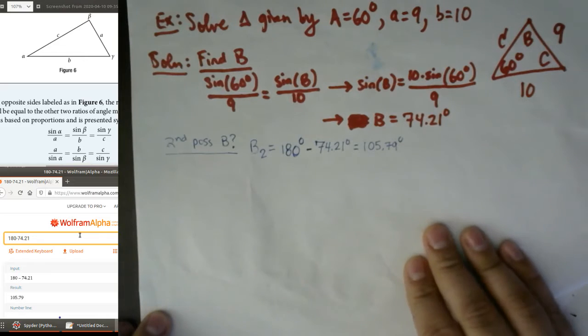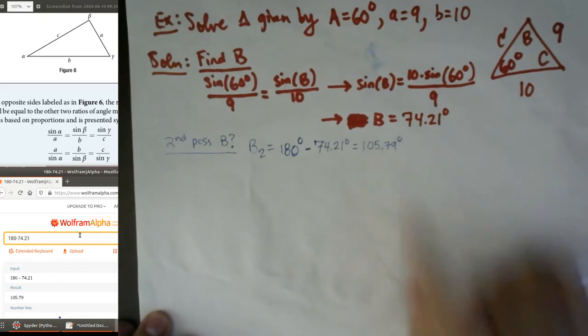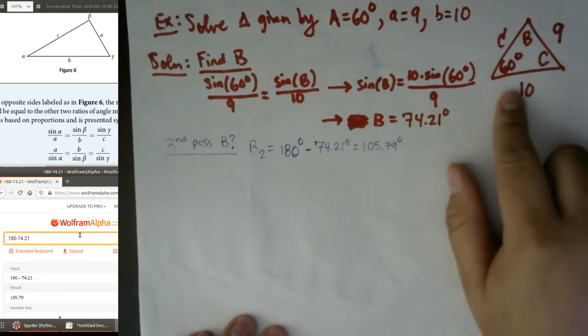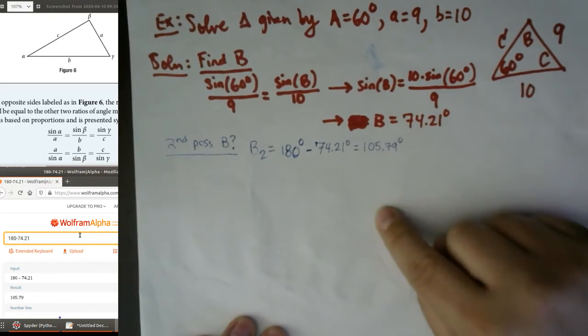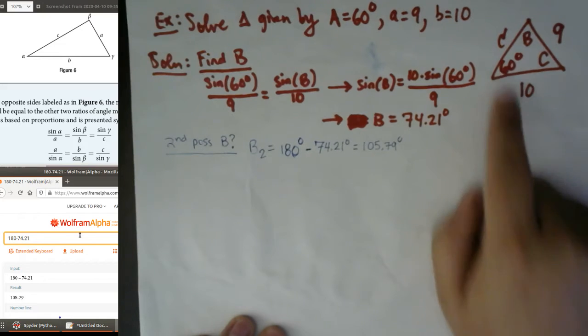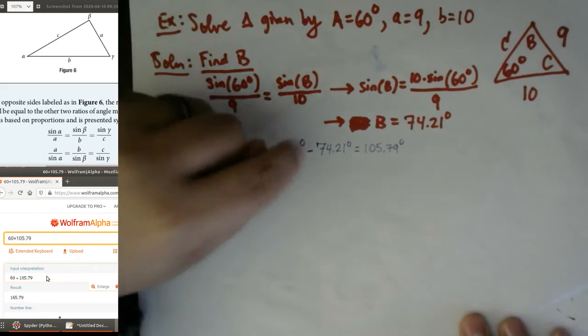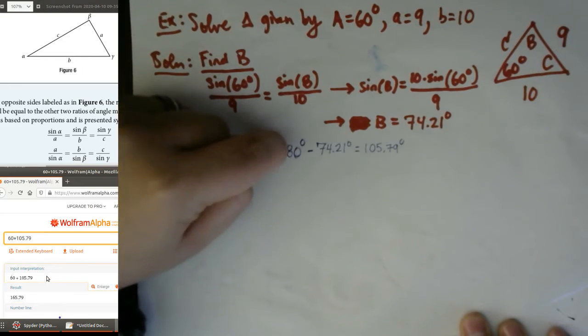Now the question is, is 105.79 too big or small enough to fit into what we know already? So I have to think, is this angle plus this angle bigger than 180? Because the sum of the angles in a triangle in the plane is 180 degrees. Well, it's easy to check that. You don't even need a calculator, really. It's 165.79. That's smaller than 180 degrees. So that means that this is also a possible answer, a possible value that B can take.